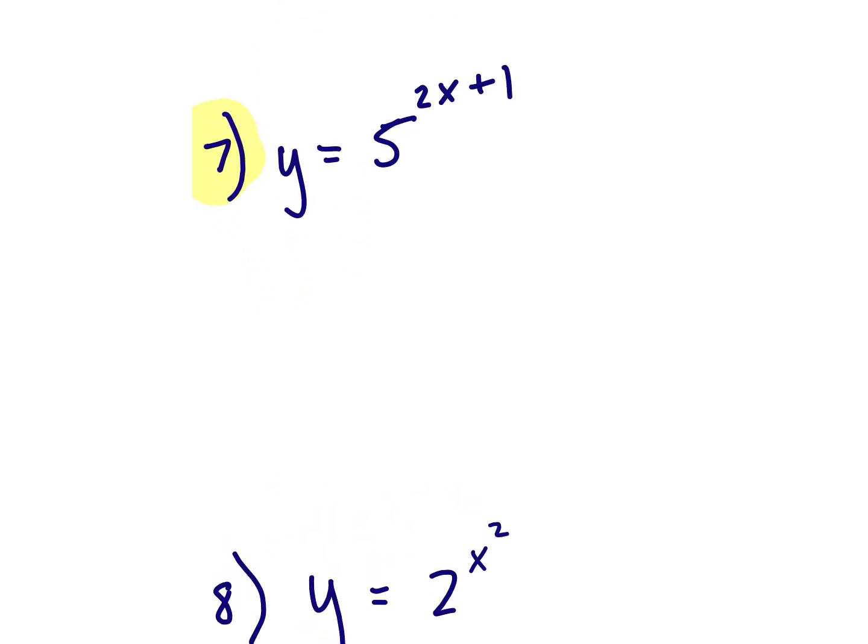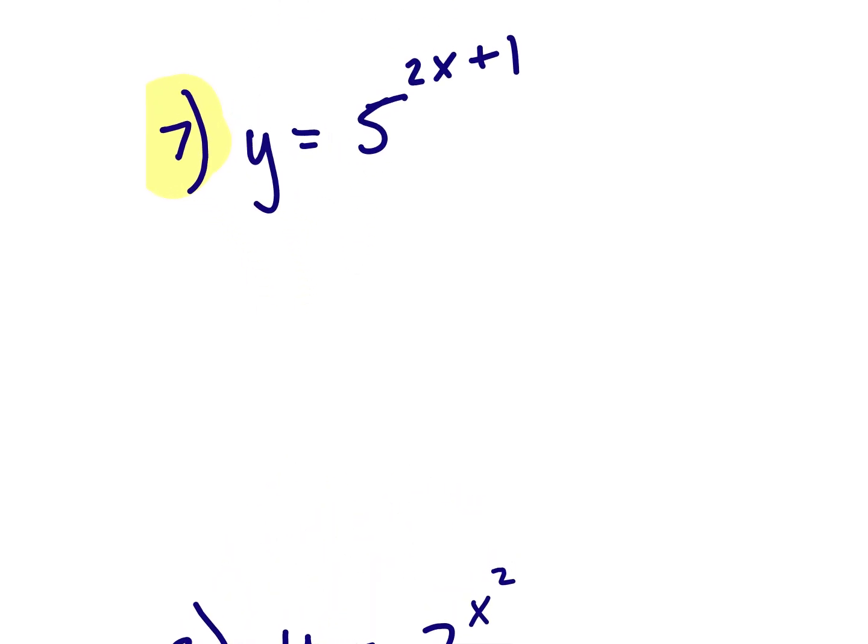Next, I want to do 7. So our derivative for an exponential function, we keep it the same, so 5 to the power of 2x plus 1. We have to multiply it by 2 additional things. So we multiply it by the derivative of the exponent. So what's the derivative of 2x plus 1? 2. And we also have to multiply it by what else? ln of 5, whatever our base is.